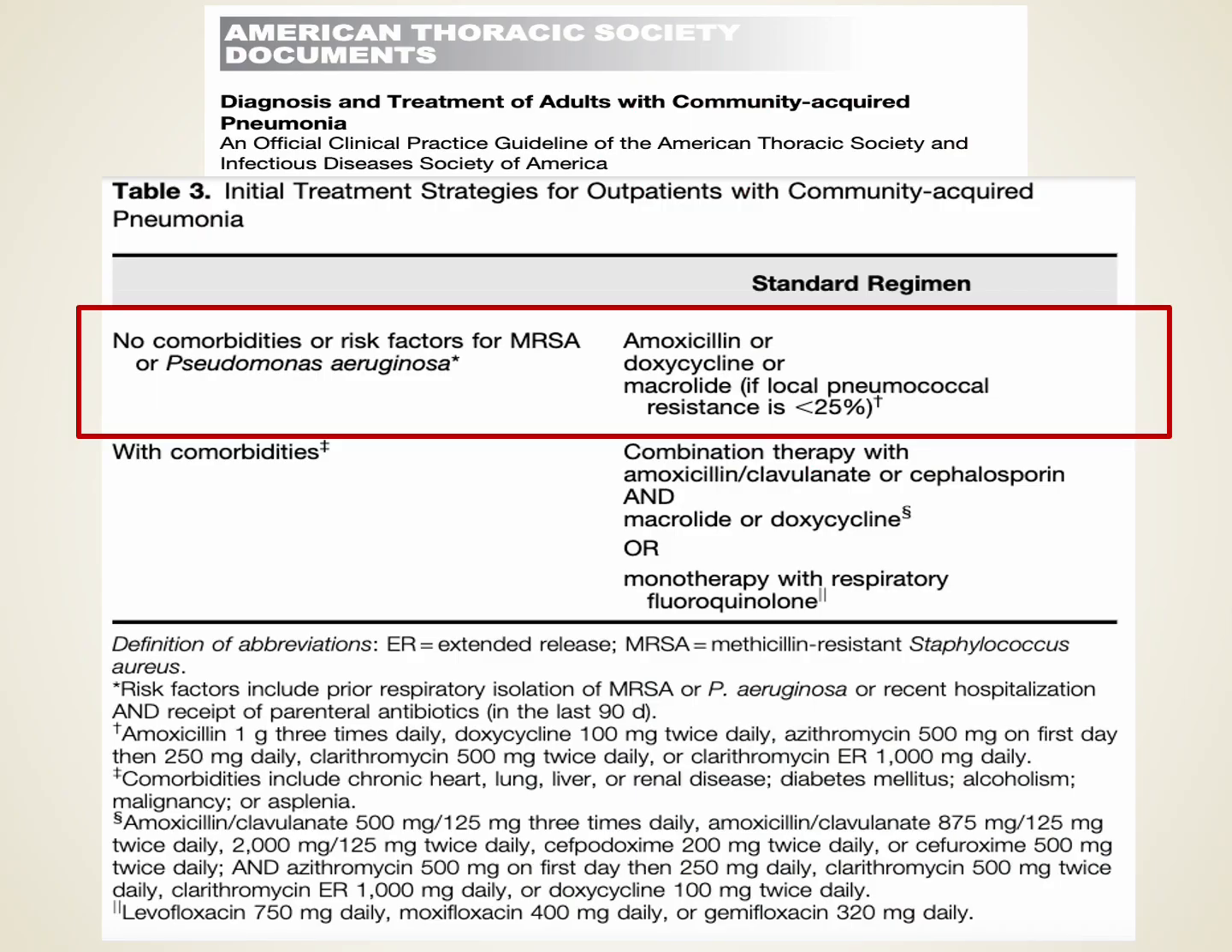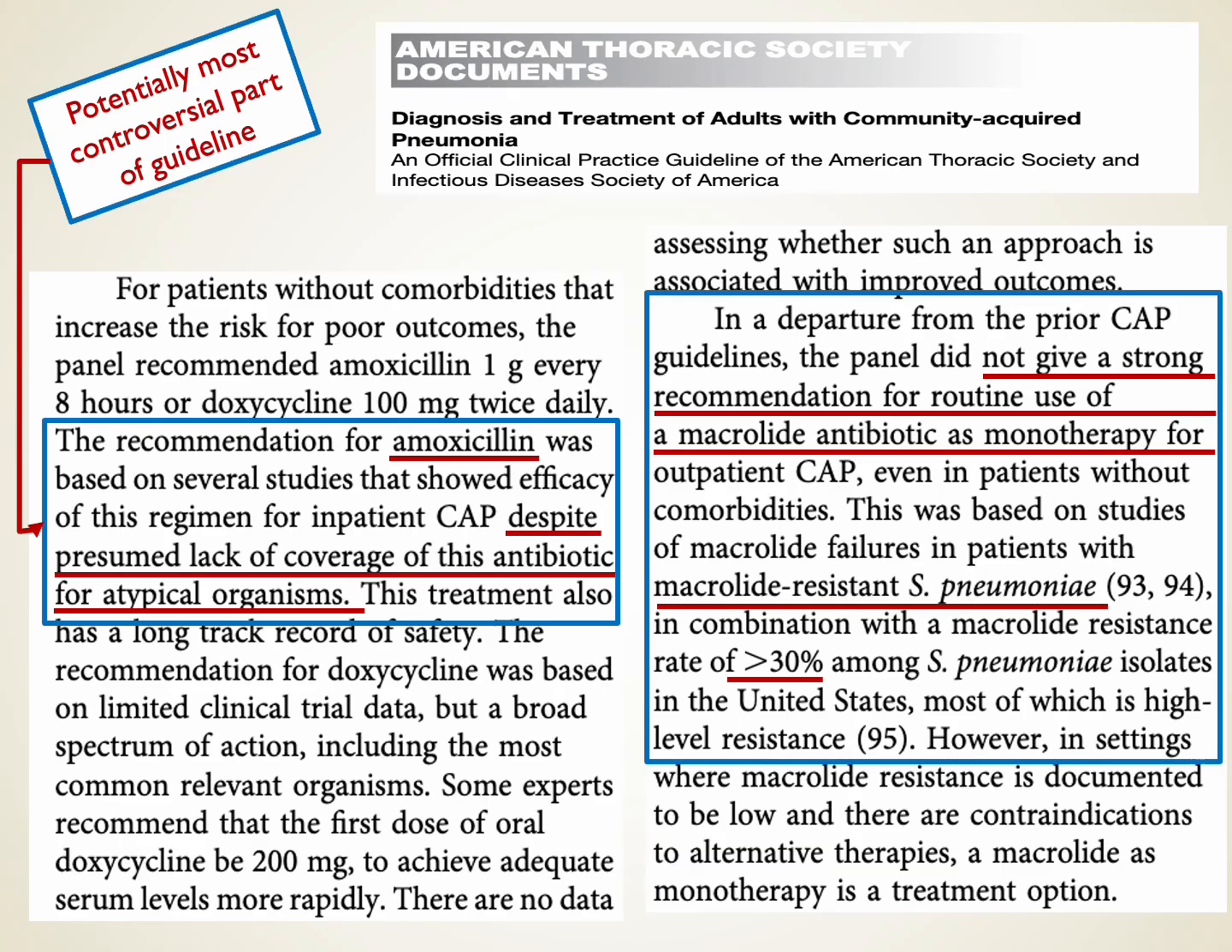So back to the guidelines from the Infectious Disease Society of America for community-acquired pneumonia. If someone doesn't have comorbidities and no real risk for MRSA or Pseudomonas, they haven't been in the hospital recently, for example, or a nursing home, their standard regimens are amoxicillin or doxycycline or macrolides. Let's walk through those for a minute. Their first recommendation for amoxicillin, which they gave a pretty strong recommendation, gives most of us clinicians heartburn. Why is that? Amoxicillin is great for strep pneumo.